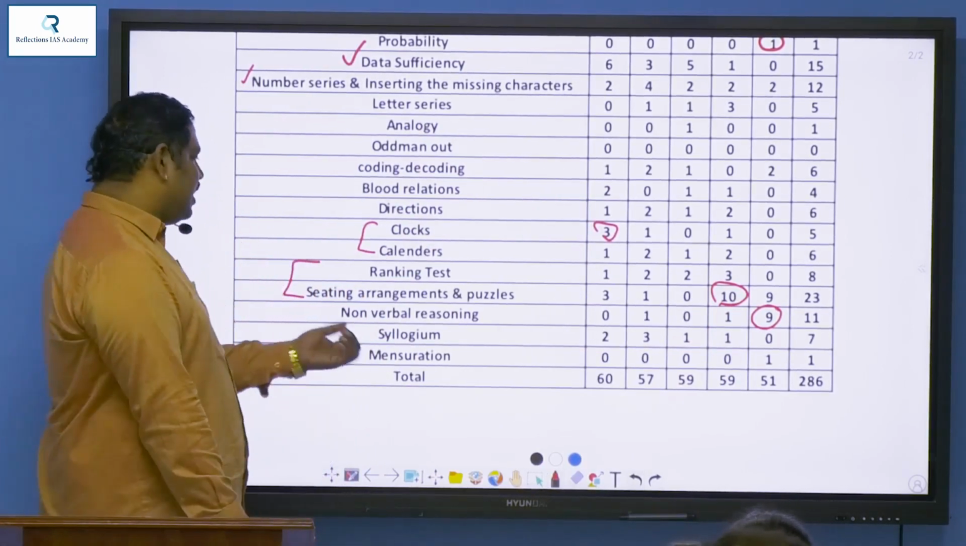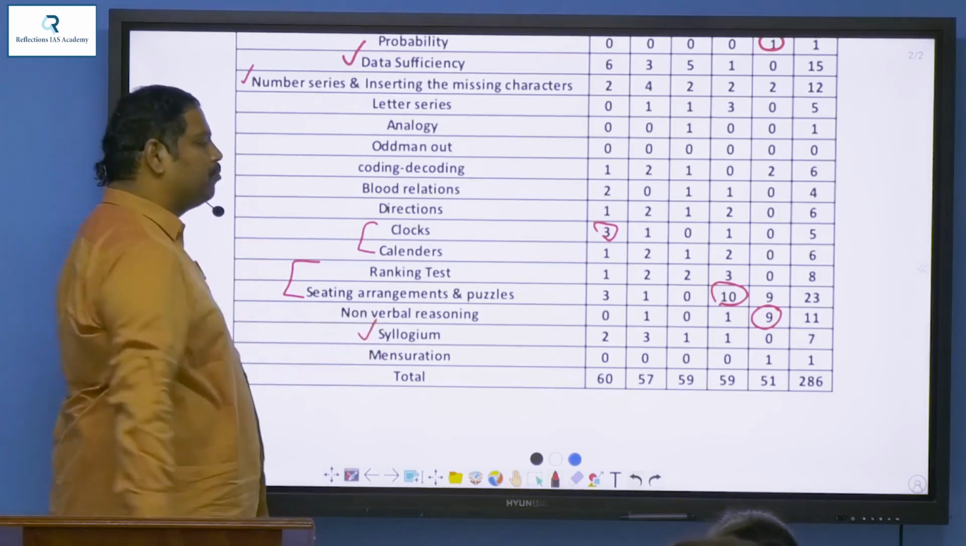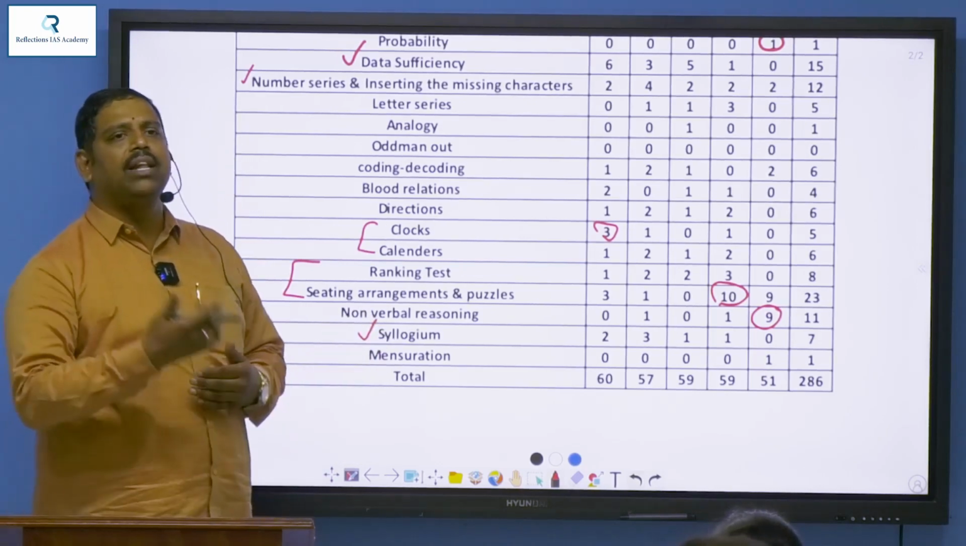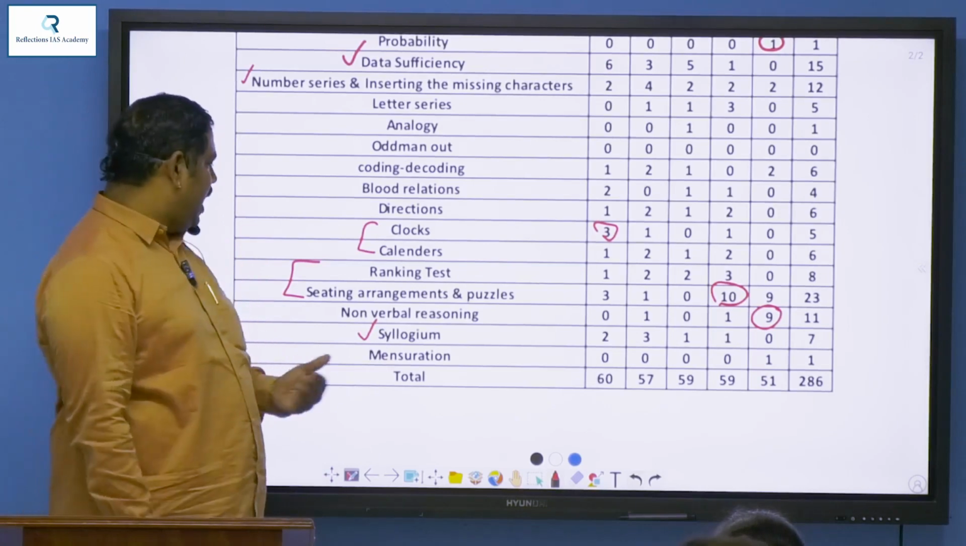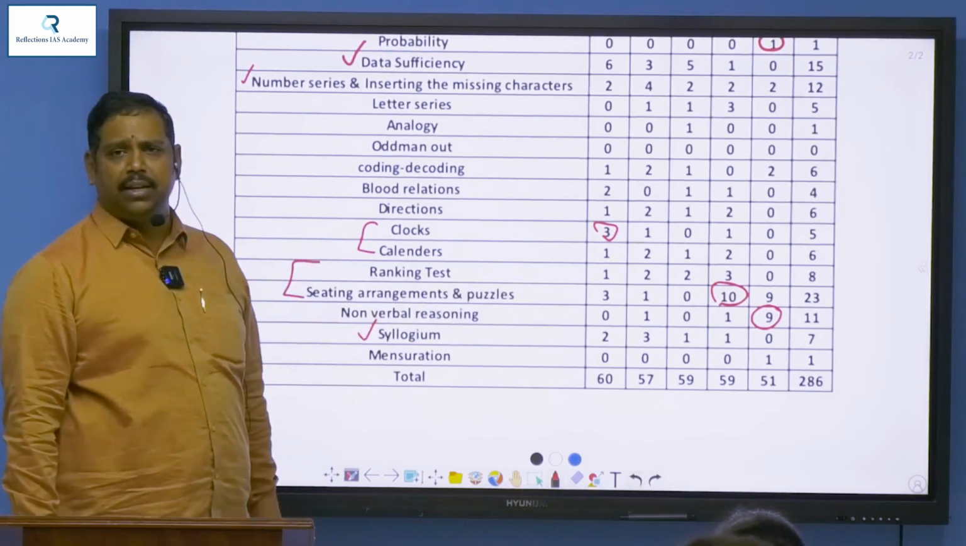And next one, syllogism here. This is one trending topic. Day by day, the weightage of syllogism is increasing. And mensuration, you got only 1 question in 2018.